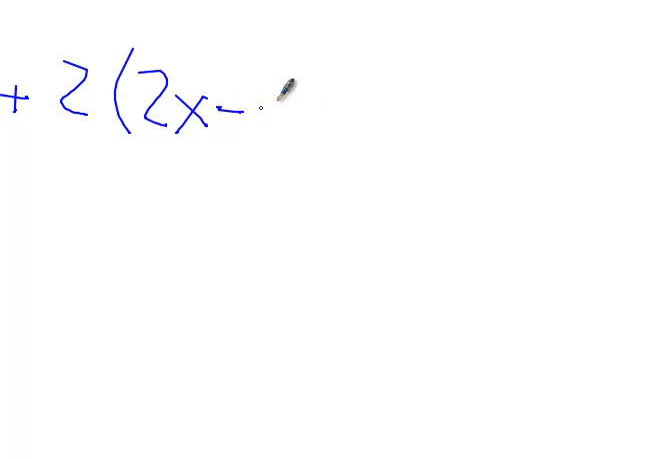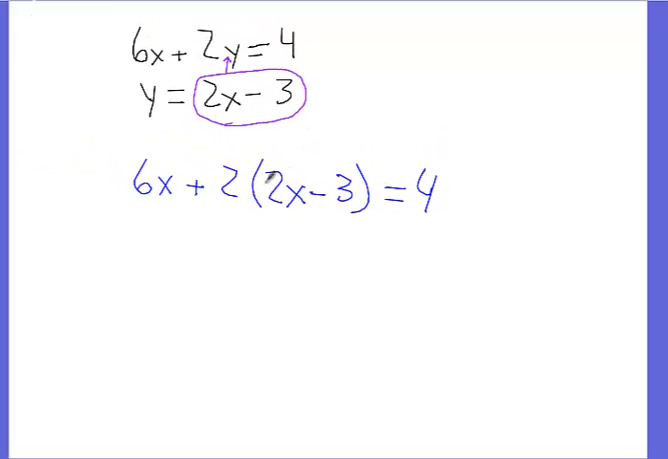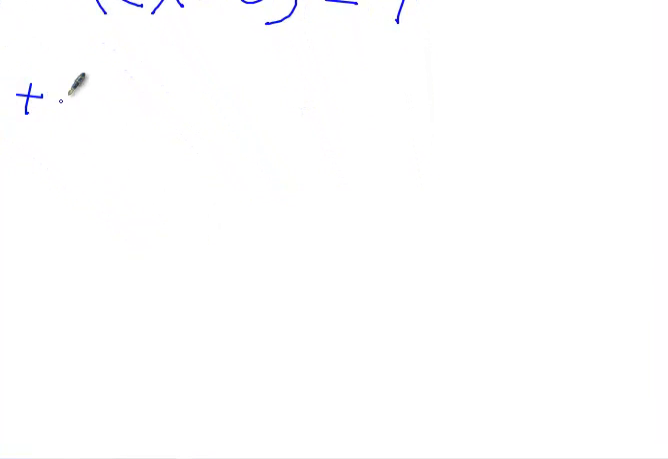So the first equation, or the top equation, becomes 6x plus 2. Right? Again, we're multiplying 2 times y. So when we substitute 2x minus 3 in for y, we must still multiply 2 times the whole thing. So it's going to be 2 times (2x minus 3) in parentheses equals 4. All right, so now we just got to solve for x. So distribute the 2, and you're going to get 6x plus 4x minus 6 equals 4.